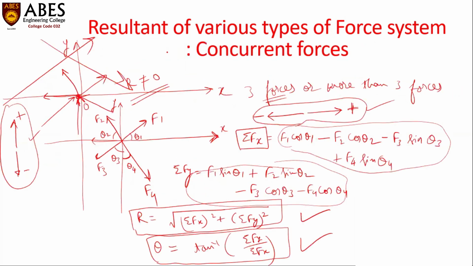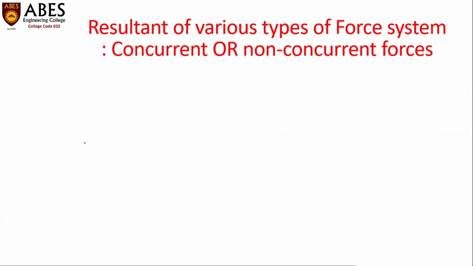Ultimately, in a concurrent force system, we do not need to find the location, because the resultant passes through a single point. But in case of a non-concurrent force system, we need to do an additional exercise. We need to find the location also. Direction and magnitude are known as usual, but from where it is passing, for that we use Varignon's theorem. So that's all for this lecture.